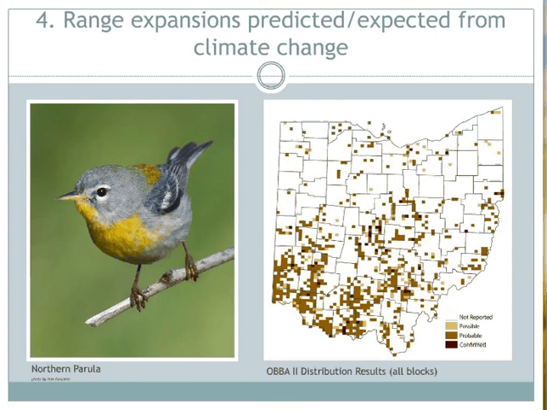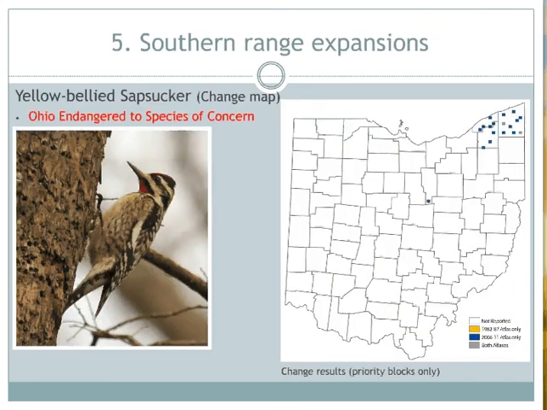When we take a look at all block data, we can really see that it's doing well. We've got block confirmations all the way up as far north as just below Lake Erie. So perhaps by Atlas 3, it'll occur throughout the entire state. We see a number of what appear to be southern range expansions as well.